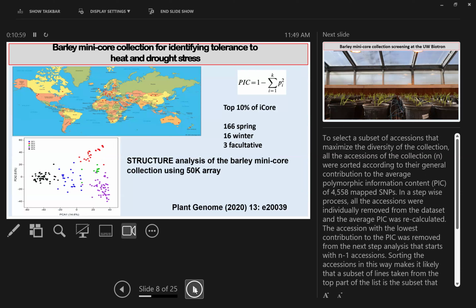And when we did this, we ended up with about 186 accessions. And we went on to do a 50K SNP chip, and in collaboration with Brian Steffenson and Ahmad, we did the structure analysis.